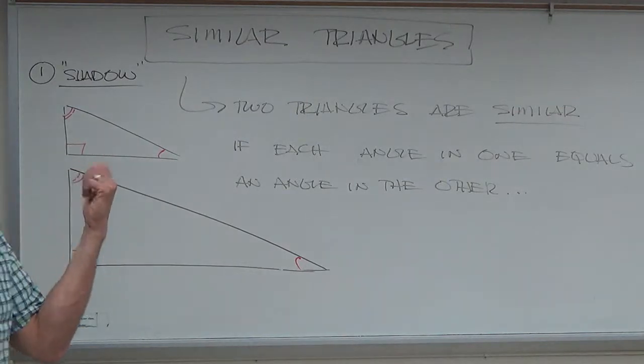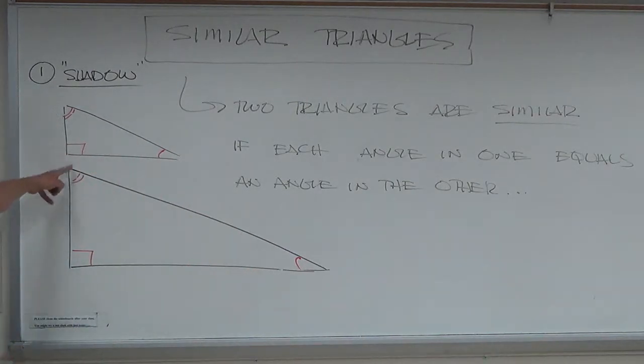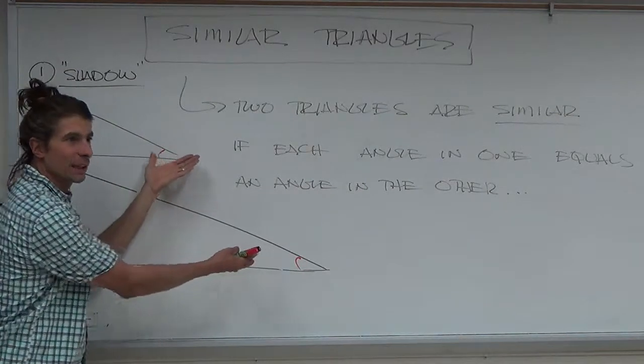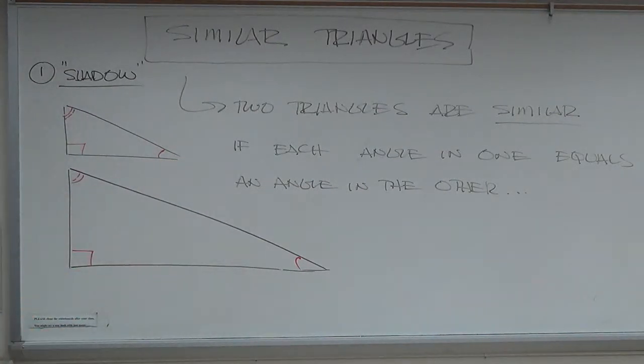If you don't believe it, throw some numbers in it to check it. These have to be 90. What do these look like-ish? 50? Call them 50. If that's 50, that's 50. If that's 90, that's 90. So 50 plus 90 is 140. 50 plus 90 is 140. The leftover's got to be 40 on both of them. Fair enough? Good. So now we know those two are similar.